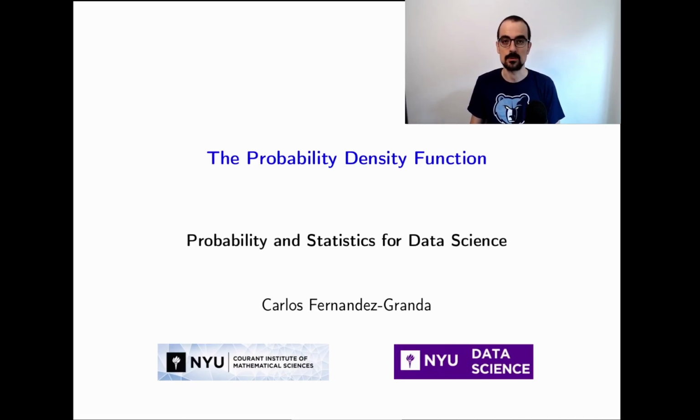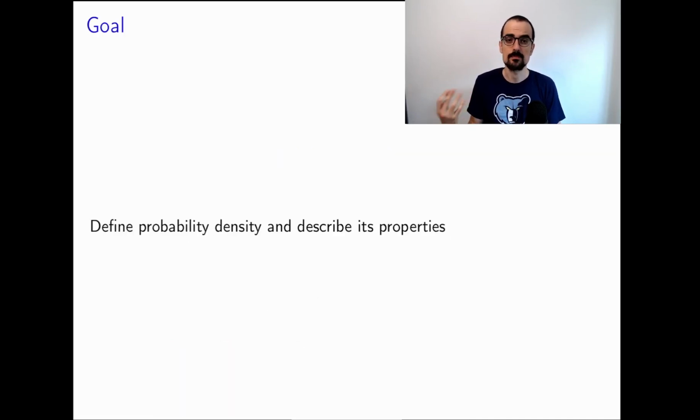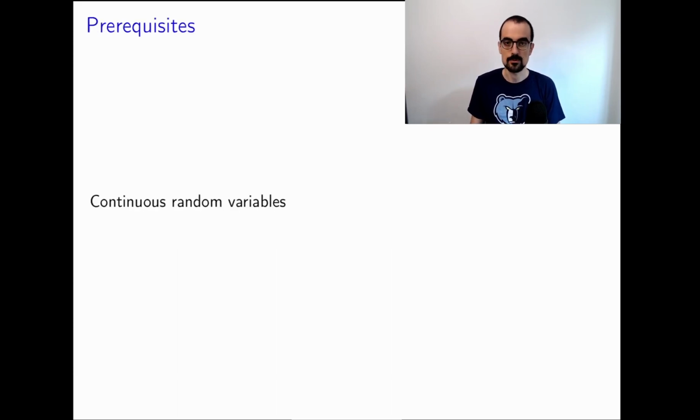Today we're going to talk about the probability density function. The goal is to define probability density and describe its properties. The prerequisites are continuous random variables, and I forgot to put there that you should also be familiar with the concept of derivative. That's going to be really important at an intuitive level, and it would also be useful if you remembered how to compute derivatives, because we're going to do that quite a bit.